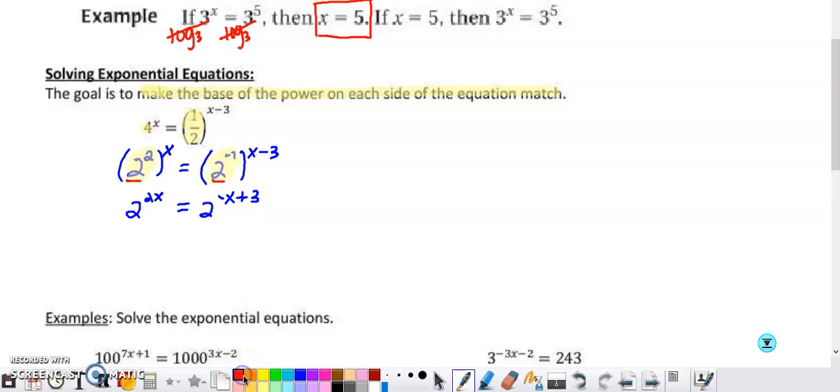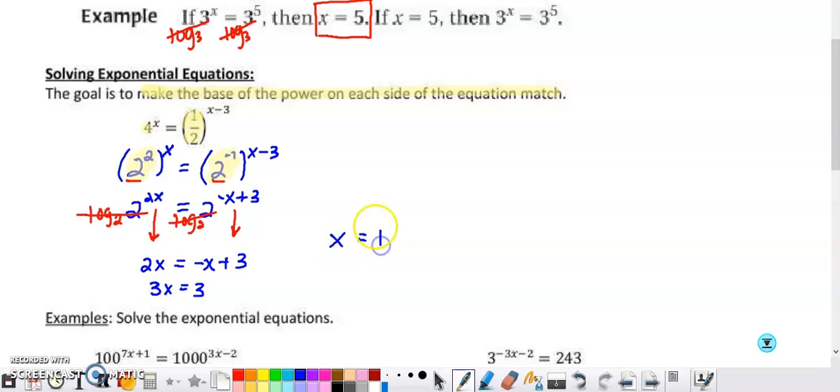Now, essentially, mathematically, what you're doing is taking log base 2 of both sides. You do not have to show this every time. You can skip right to bringing down the exponents and solve that equation as it remains. 2x equals -x plus 3. So now you have a very simple Algebra 1 equation to solve to finish this off. So if we add an x, we get 3x equals 3. So x equals 1.